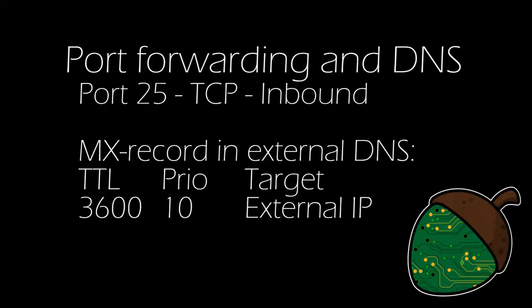You will also need to be able to send via port 25, but in most cases this will not require any additional configuration. Next, you will also need to set up an MX record for your domain in your external DNS. I used the priority 10 and the default time to live 3600 seconds, and the target should be your external IP address. From there on out, your router will have to sort out the rest.